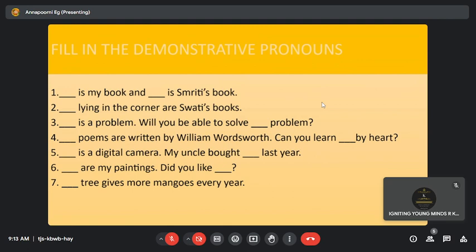Dash is a digital camera. My uncle bought dash last year. Okay, fine. That is a digital camera. My uncle bought that last year. Okay, fine. Dash are my paintings. Did you like dash?